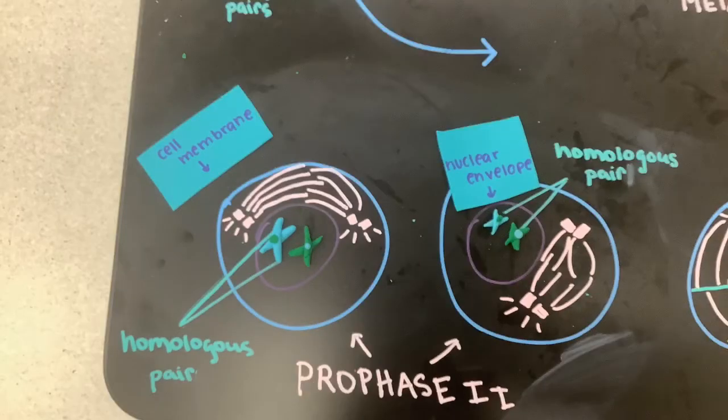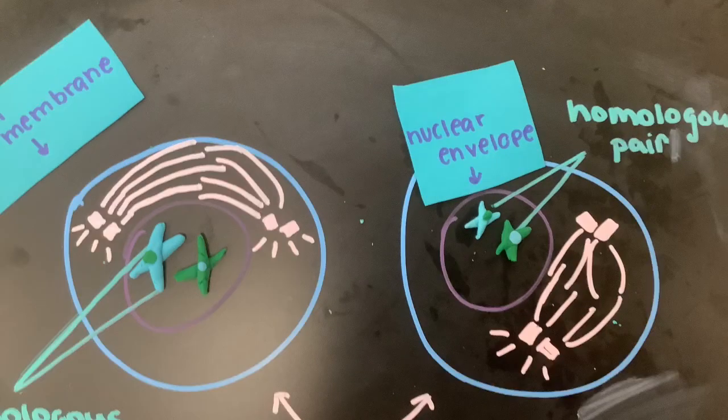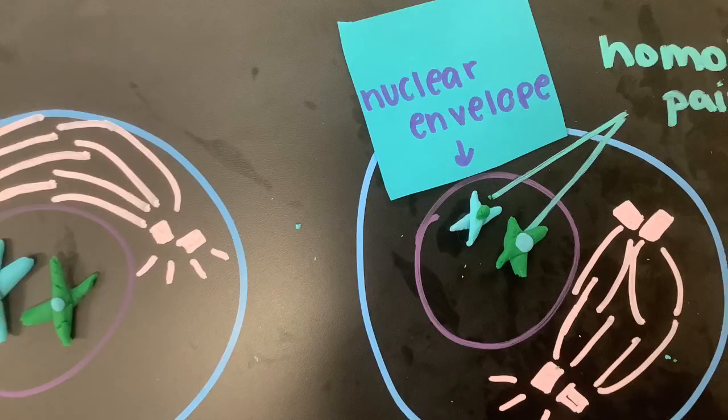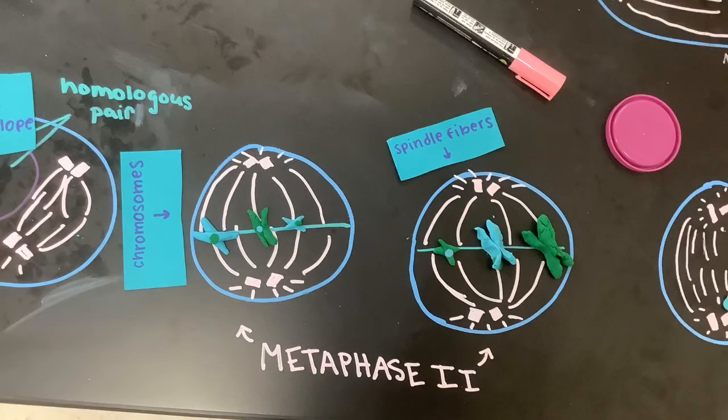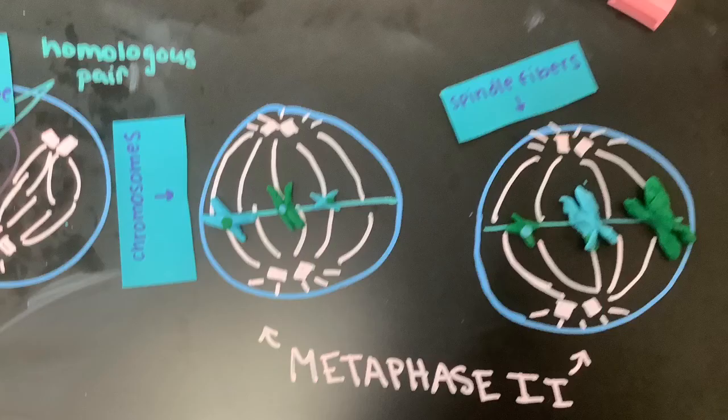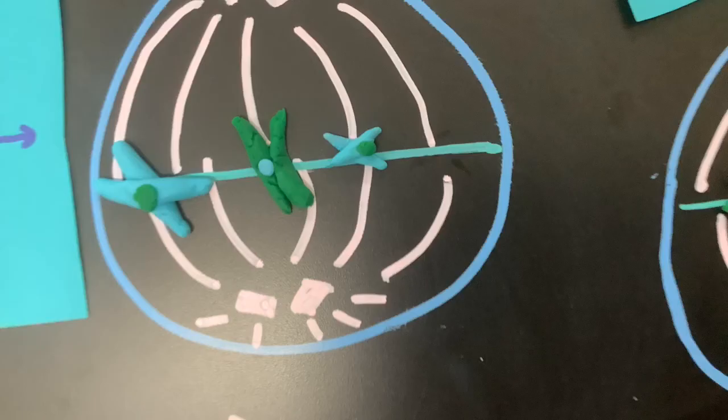During prophase 2, chromosomes condense, and the nuclear envelope breaks down if needed. The centrosomes move apart, and the spindle forms between them, and the spindle microtubules begin to capture chromosomes. Next is metaphase 2, where the chromosomes line up individually along the metaphase plate, which is located in the center of the cell.